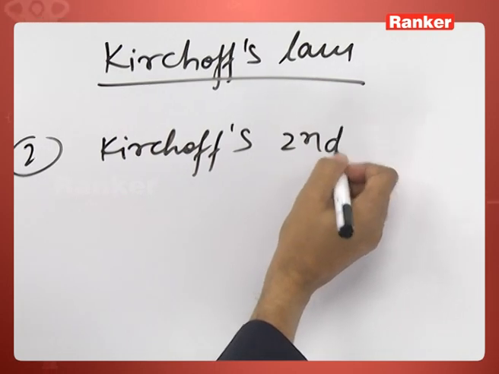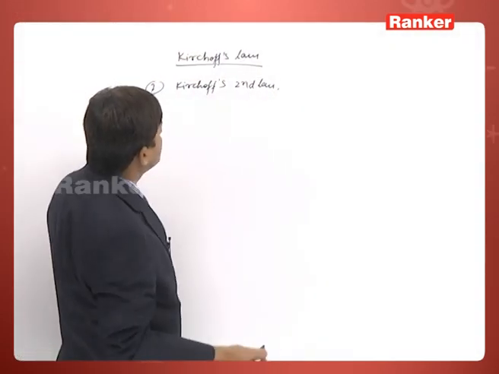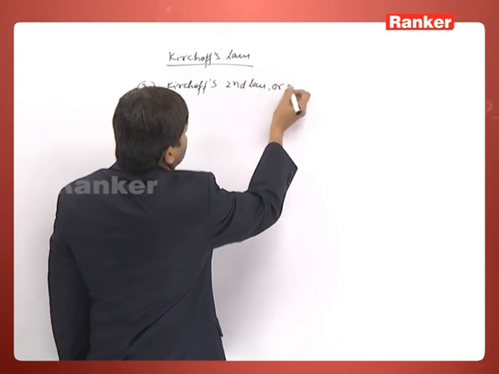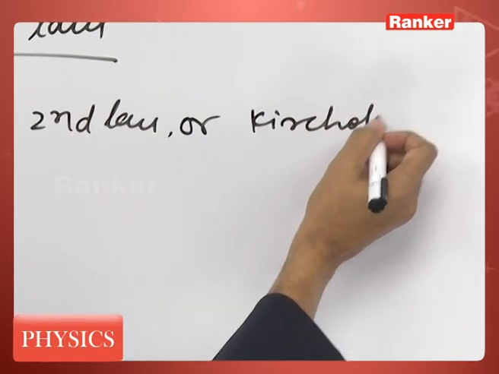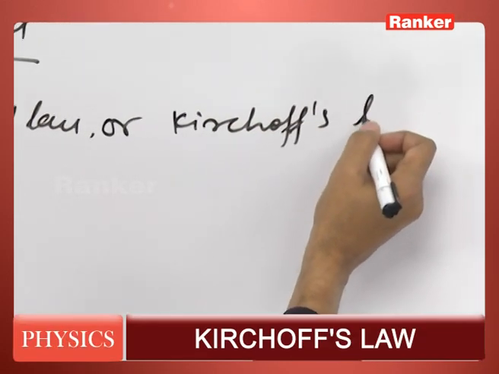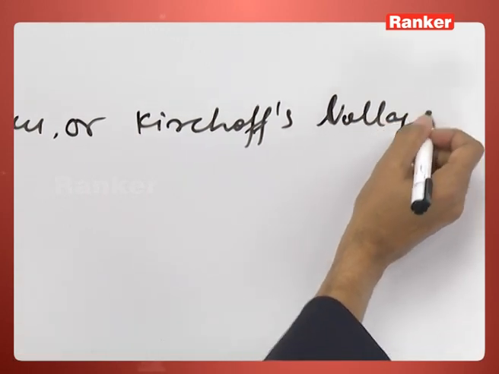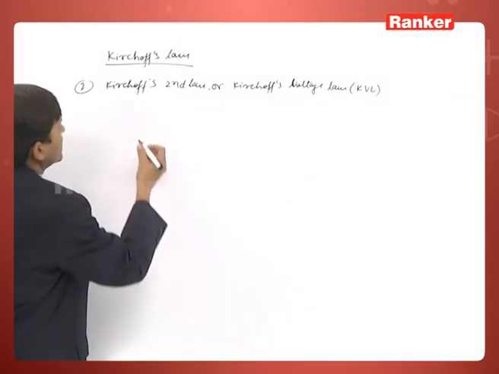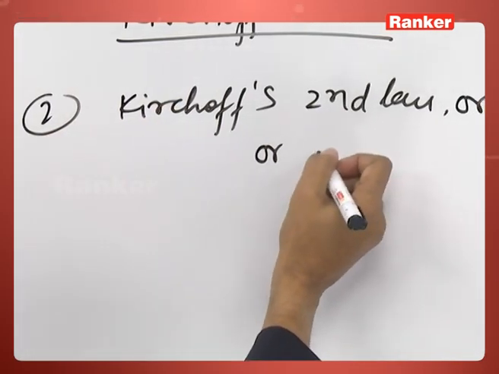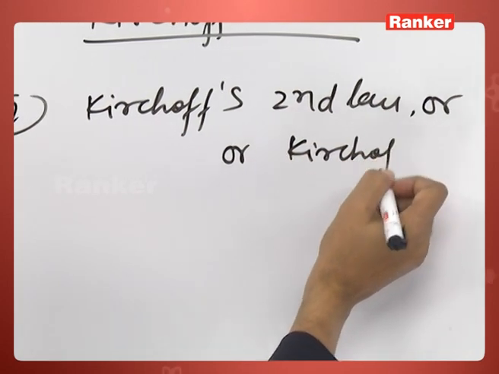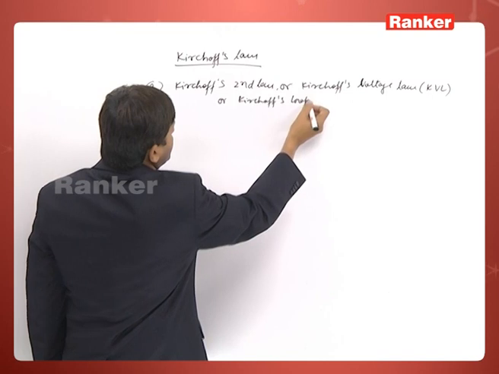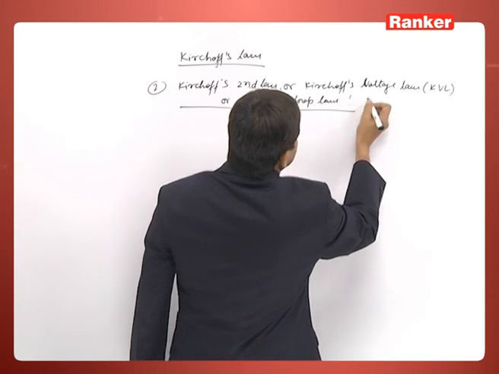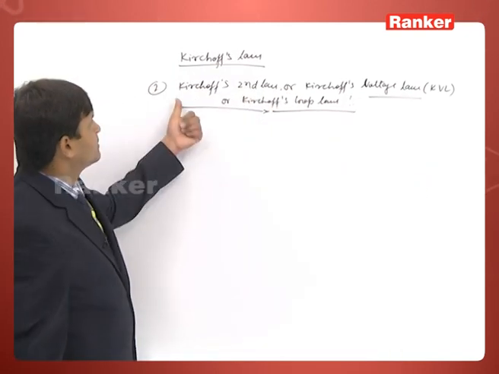Kirchhoff's second law. This is also called KVL, or Kirchhoff's voltage law. KVL is also known as Kirchhoff's loop law. So all are the same meaning of the same term, Kirchhoff's second law.